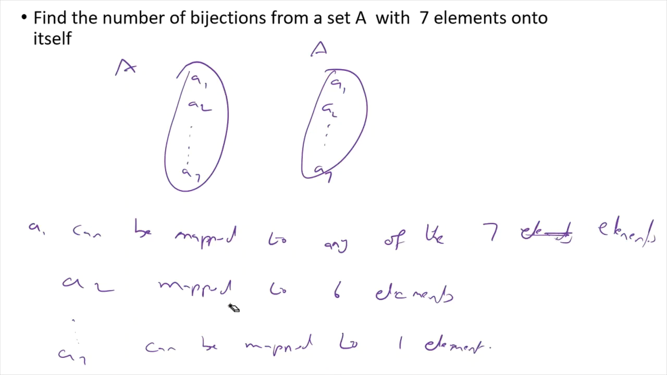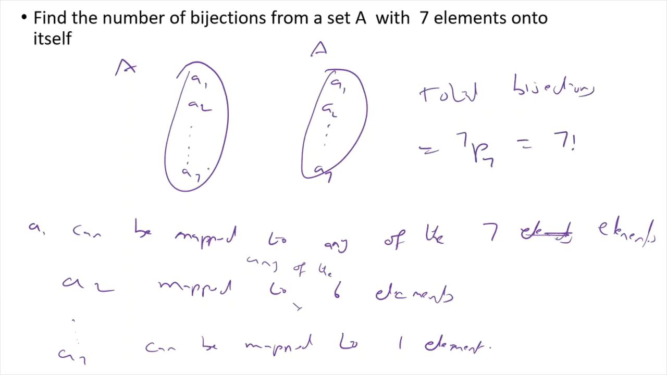See here A2 can be mapped to 6 elements, means it can be mapped to any of the 6 elements. So the number of ways of mapping A1 is 7, number of ways of mapping A2 is 6, number of ways of mapping A7 is going to be 1. Therefore, the total number of bijections is equal to 7P7, which is same as 7 factorial.